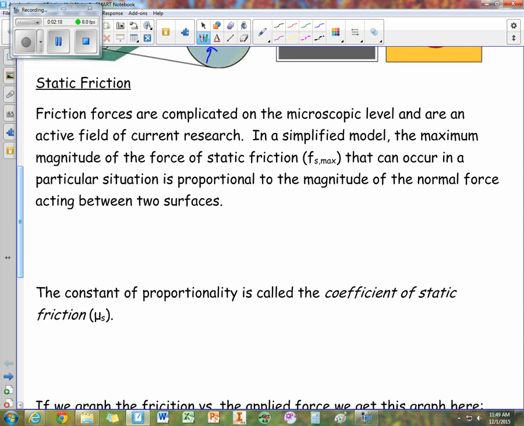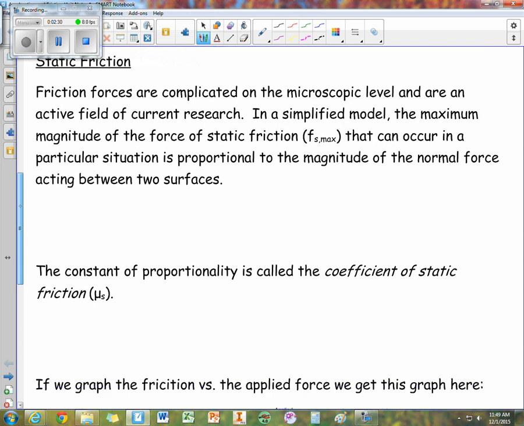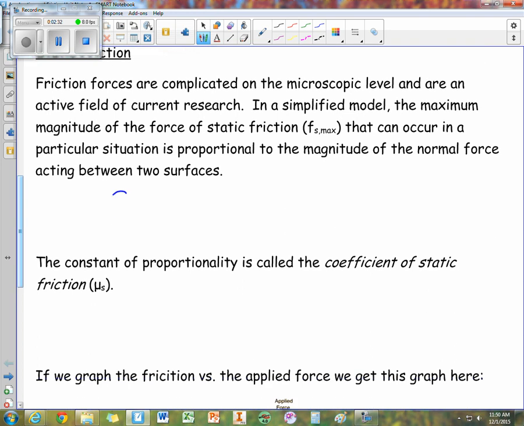In a simplified model, what we're going to look at is the maximum static friction that can occur between two surfaces. And the model for that is the fact that this maximum static friction, so I've got max for maximum and S for static, is going to be proportional to the normal force that we've talked about before. Remember that the word normal means perpendicular, so that's very important.